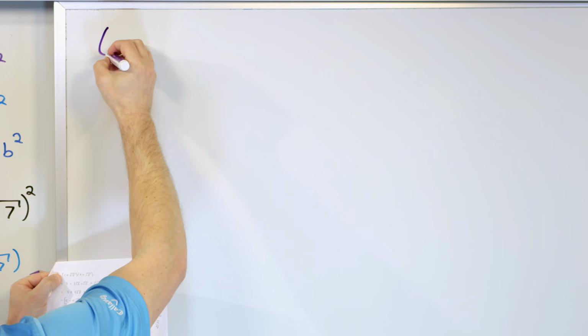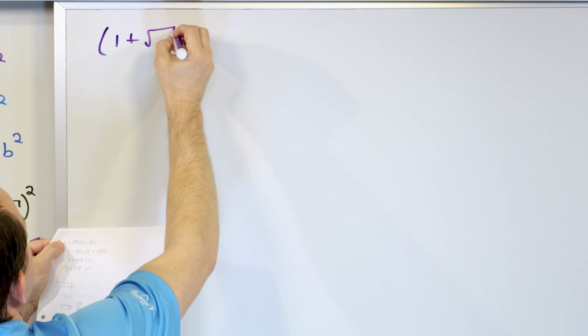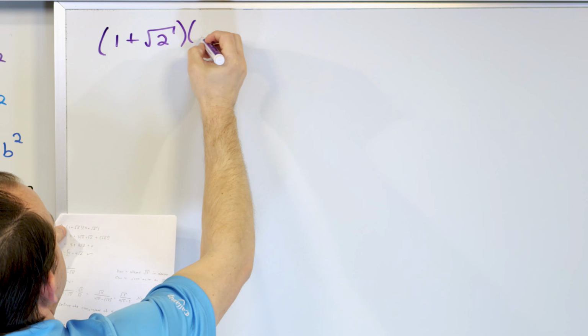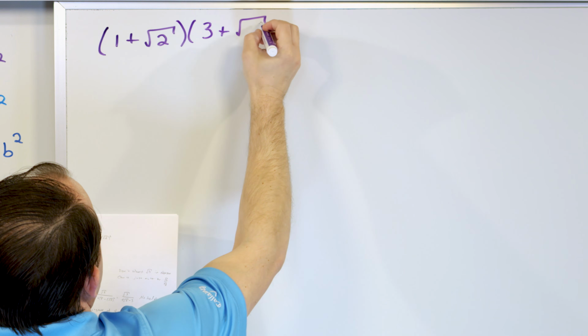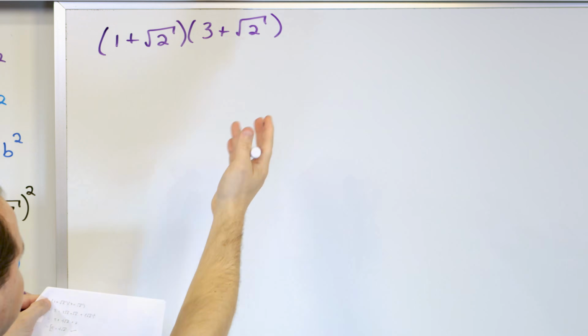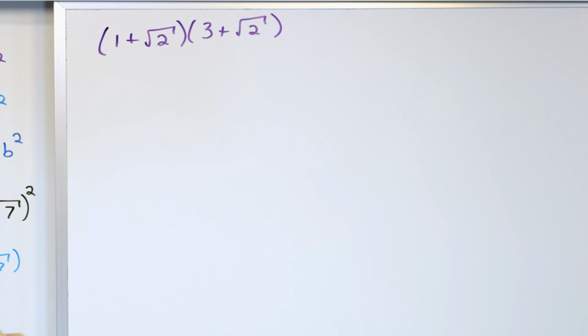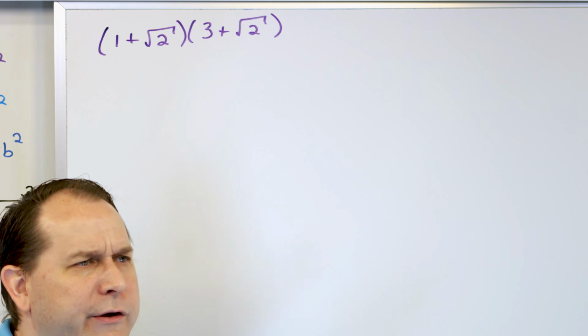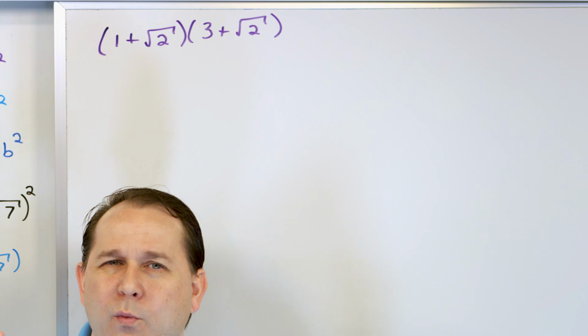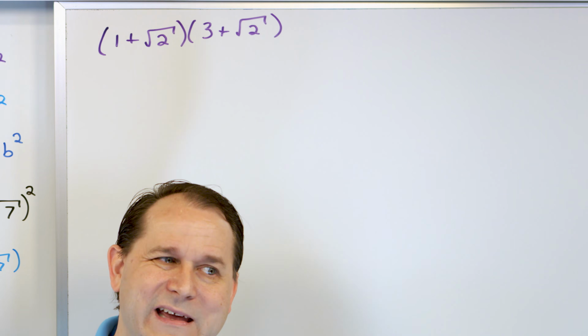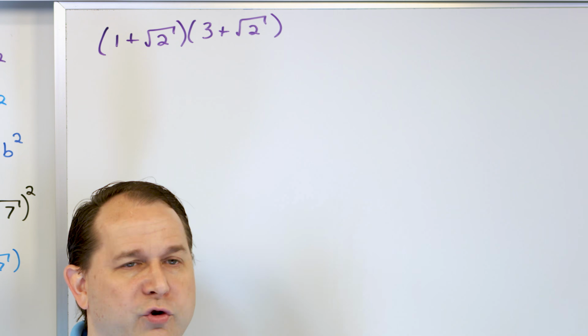What if we have 1 plus the square root of 2 times 3 plus the square root of 2. And we're going to multiply this out, but ask yourself, in the back of your mind as we go along here, are we multiplying by a conjugate here? Because I want you to know what a conjugate is, so when we get there, it's not so crazy.